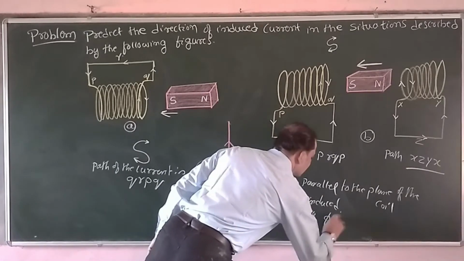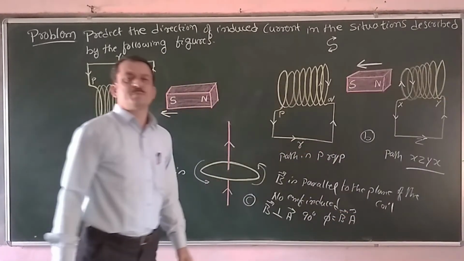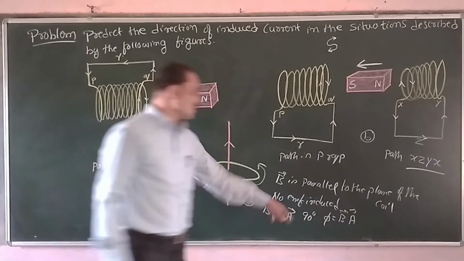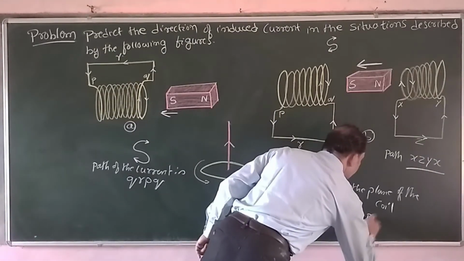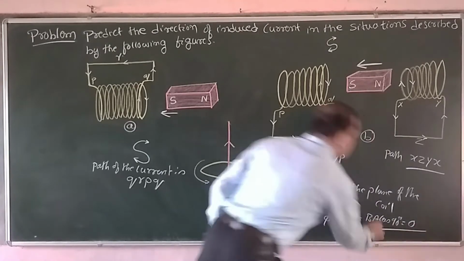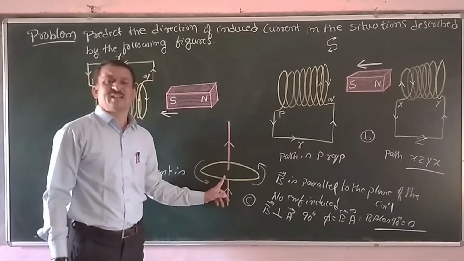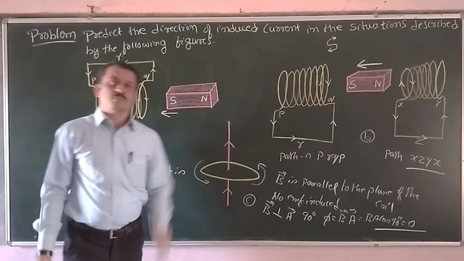When we calculate the flux, we take B dot A. That is BA cos theta. Cos 90 is 0. That is BA cos 90, which is equal to 0. Therefore the EMF induced in this case is 0.